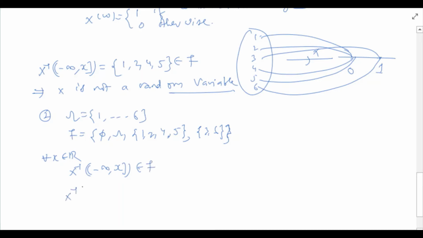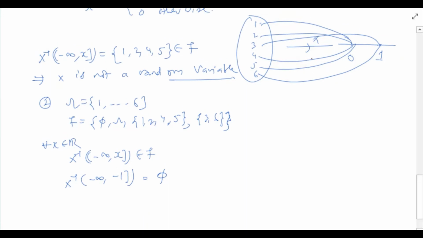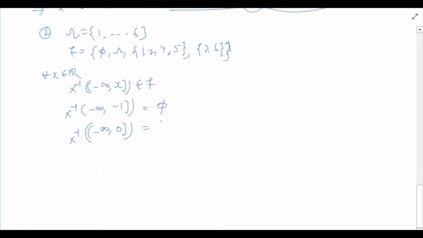For instance, X inverse of (minus infinity, minus 1]. This would be the set of all points whose image is less than or equal to minus 1. So this is clearly the empty set. No point has image less than or equal to minus 1. X inverse of (minus infinity, 0], the pre-image of (minus infinity, 0], would be {1, 2, 4, 5}. And this is now clearly an element of the event space.